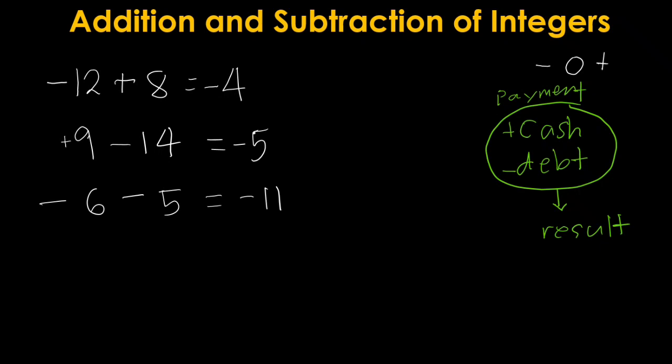Okay, for obvious operations like 8 plus 4, we know this is positive. This is a simple addition: you have cash of 8 and a cash of 4, so you end up with a cash of 12. So that's the whole idea of addition and subtraction of integers. You just simply relate it to cash and debt, which is a real life situation.